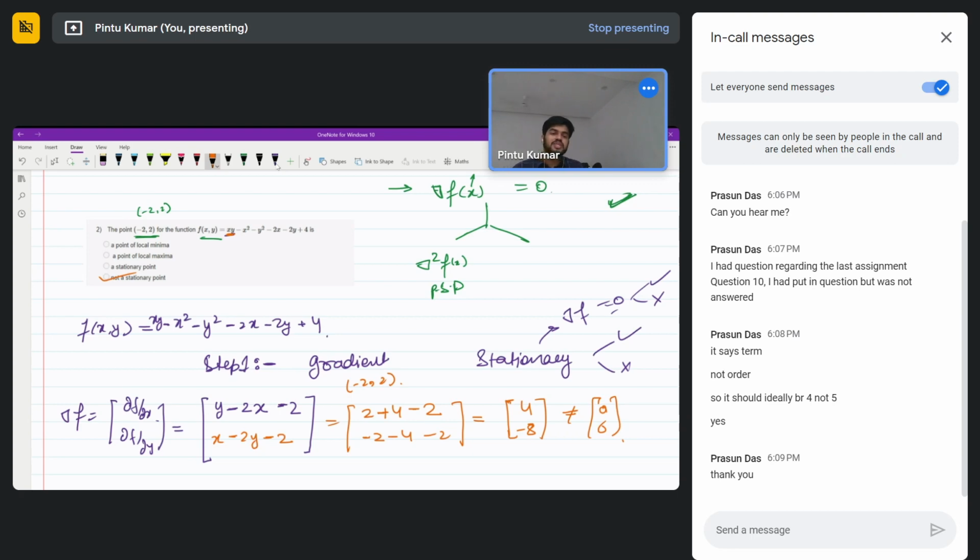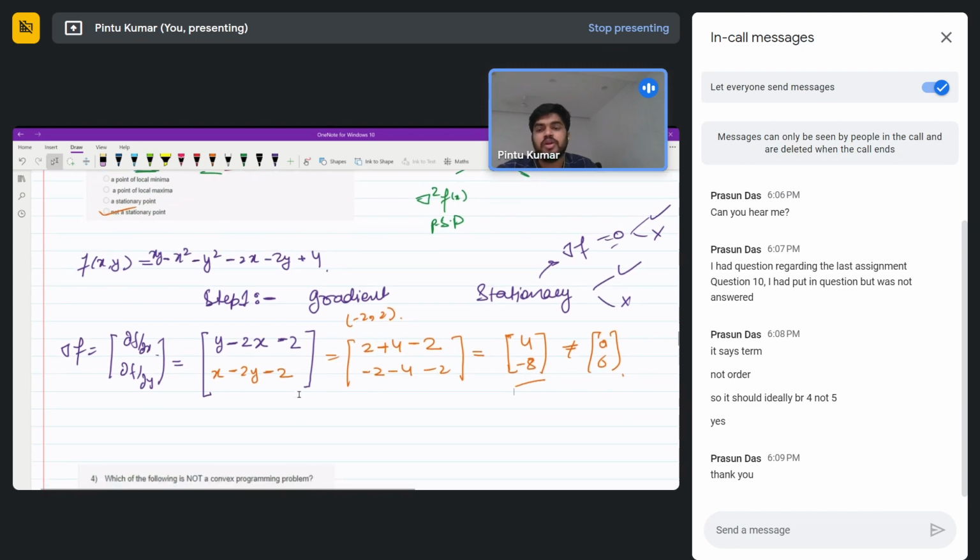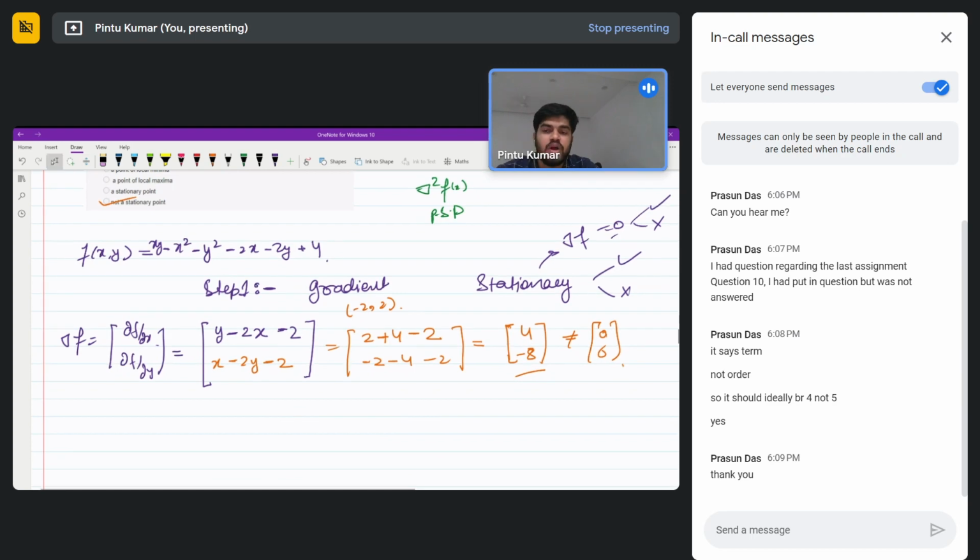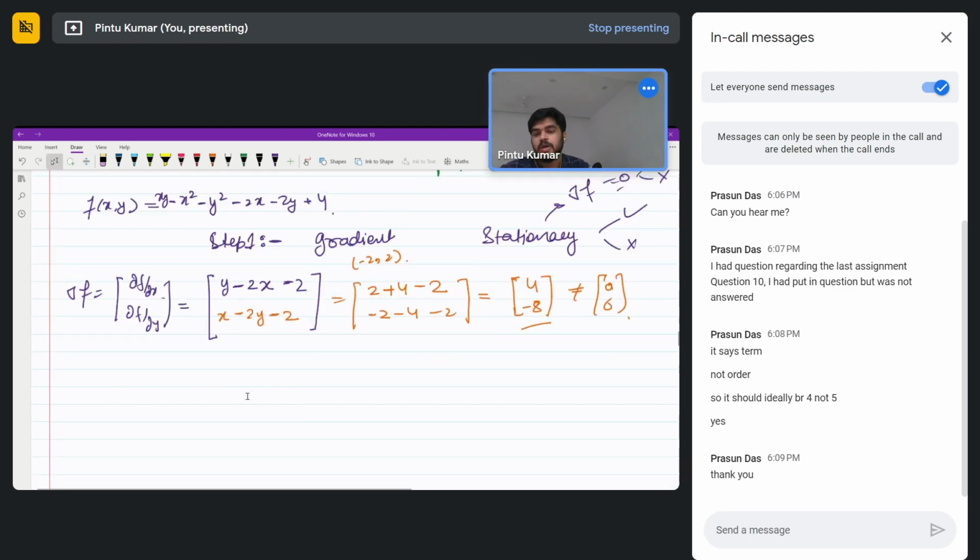Okay, if this would have been a stationary point, then we would have gone to the Hessian and checked whether this point is a local minima or not. Now in this example only, let's try finding a stationary point. Let's say the question was that you are given this function and you have to find all the stationary points for this function. Now we have calculated the gradient, so we want to set the gradient equal to 0. So we want y minus 2x minus 2 and x minus 2y minus 2 equal to 0.